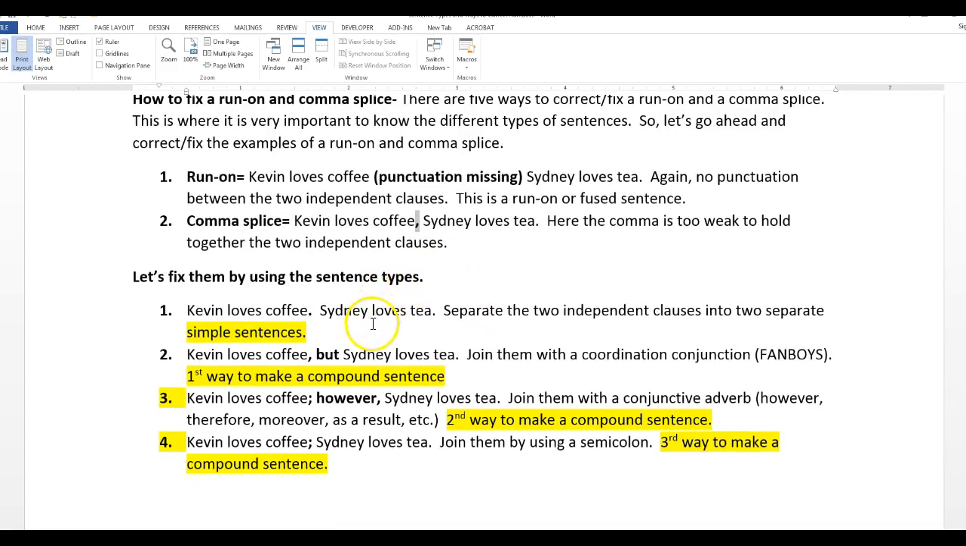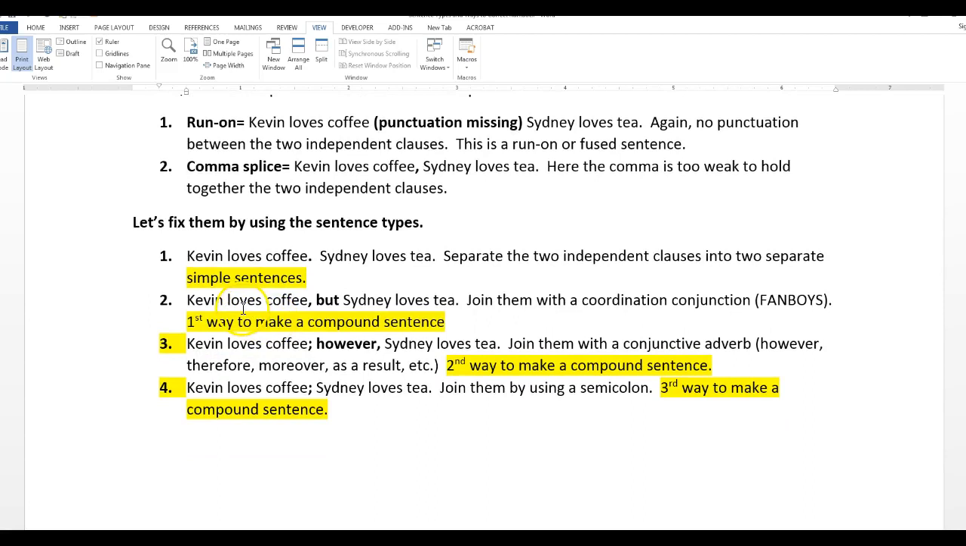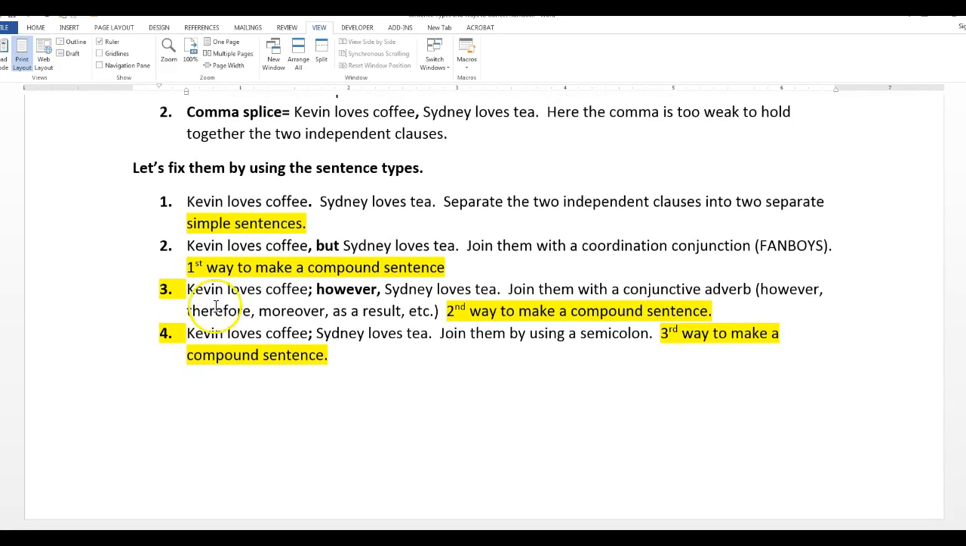The first way we can fix them is to turn this into two simple sentences. Kevin loves coffee, period. Sydney loves tea, period. Now we have two simple sentences and they are both correct. Number two, the second way to fix it: turn it into the first way to make a compound sentence. Kevin loves coffee, comma, but Sydney loves tea. Here, we used a fanboy to join them. The third way we can correct these two errors, instead of using but, let's go to however, the conjunctive adverb, which would lead us to the second way to make a compound sentence.